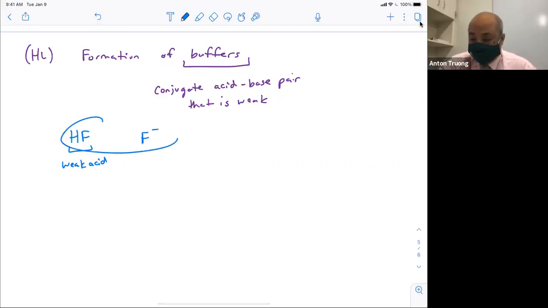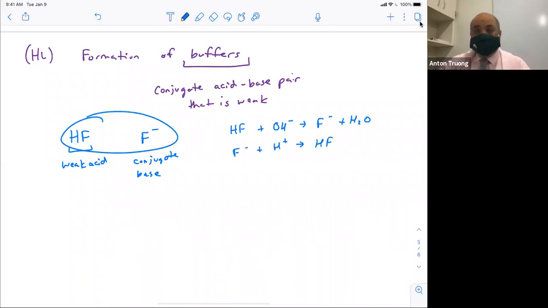So these can work in tandem to act as a buffer, because HF will absorb any OH minus to make the conjugate base, and F minus will absorb H plus to make HF. They're working in tandem with each other to maintain the balance and resist the pH change in the solution.